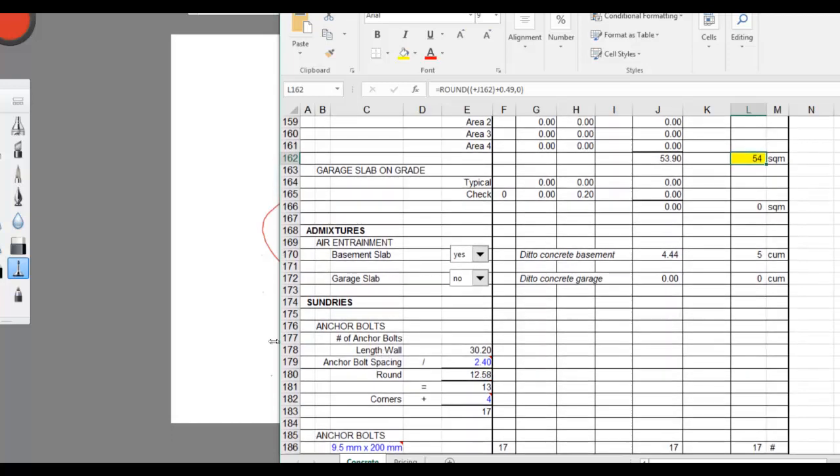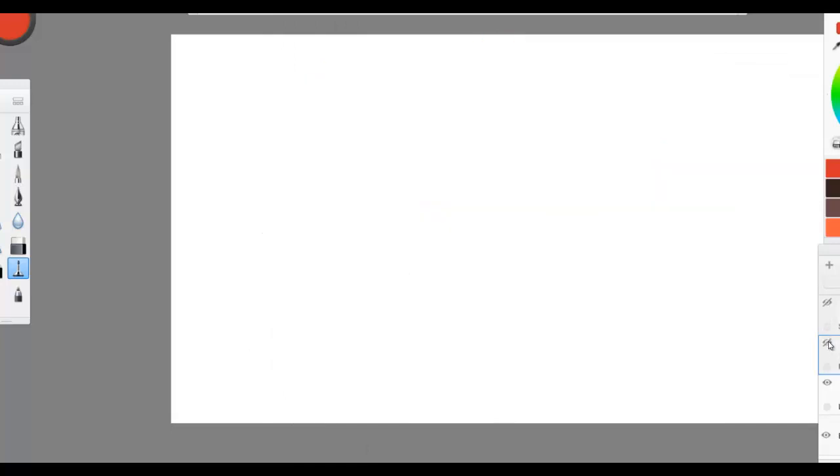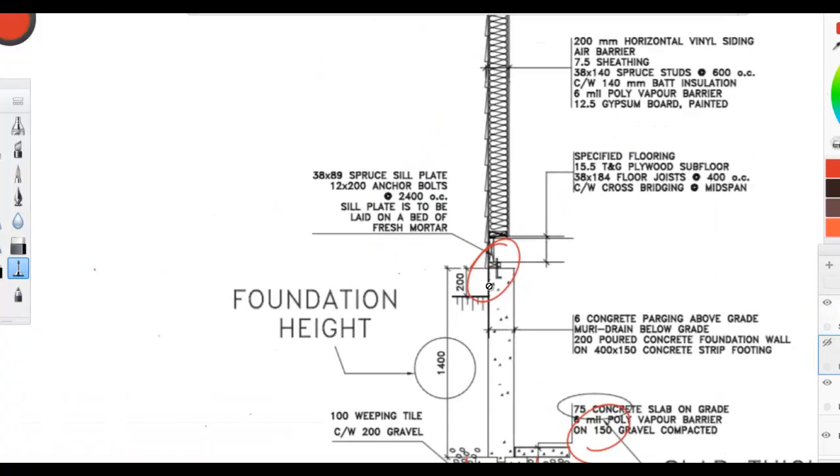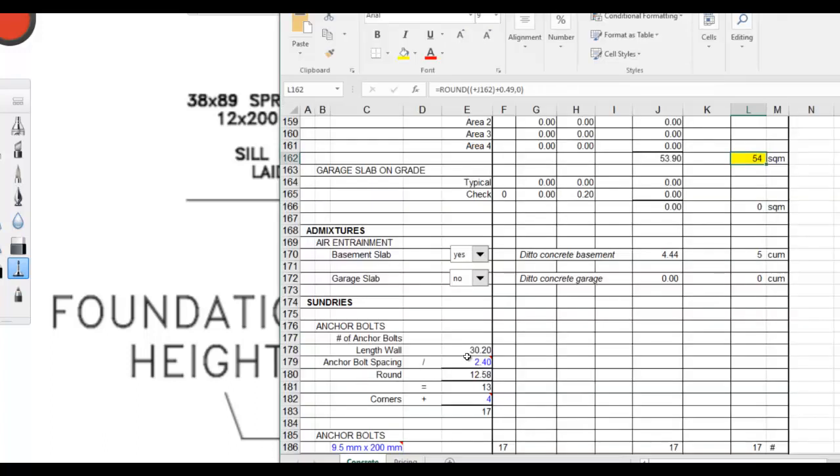Now for the anchor bolts, we can see the anchor bolts in the section part of the sketch here. So if you enlarge this enough, you see it's 38 by sill plate. Anchor bolt is at 2.4 meters, 2,400 millimeters. That's all we need for our calculation here. So the total length of the footing is 30 point, and the spacing of the anchor bolt is 2.4 meters. And of course we have four corners of them.